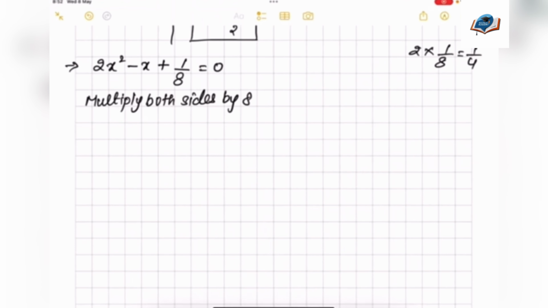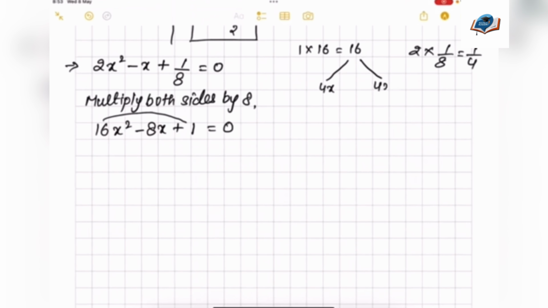So now it will become 16x square minus 8x plus 1. 8 upon 8 will be 1, so 1 equal to 0. Now I have to solve the equation, that is AC I have to see. A is 16, C is 1. So 1 into 16 is 16 and the factors should sum to minus 8. So I can say 4, 4. If I take both minus 4, the factors are minus 8.